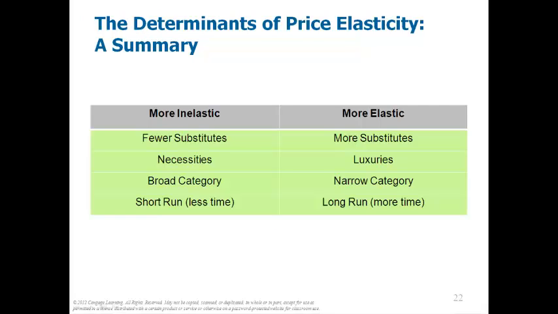This table summarizes what we've learned about the determinants of price elasticity of demand from the previous four examples. Goods tend to have a more inelastic demand if there's fewer substitutes for them. They tend to have a more elastic demand if there's more substitutes. Inelastic goods tend to be necessities or broad categories of goods. Elastic goods tend to be luxuries or narrow categories of goods, like particular brands. And the demand for a good is more elastic in the long run than it is in the short run.